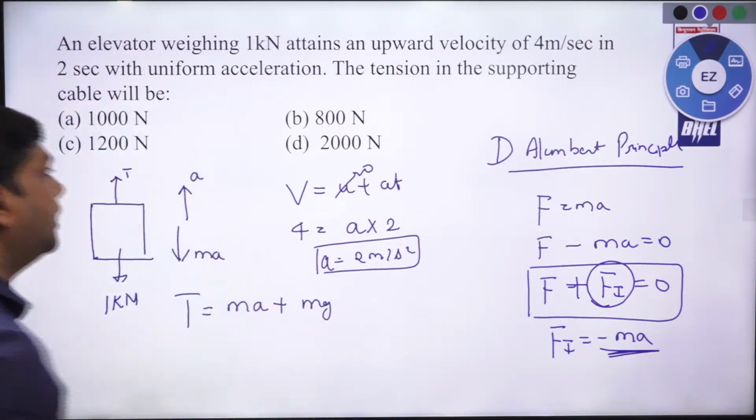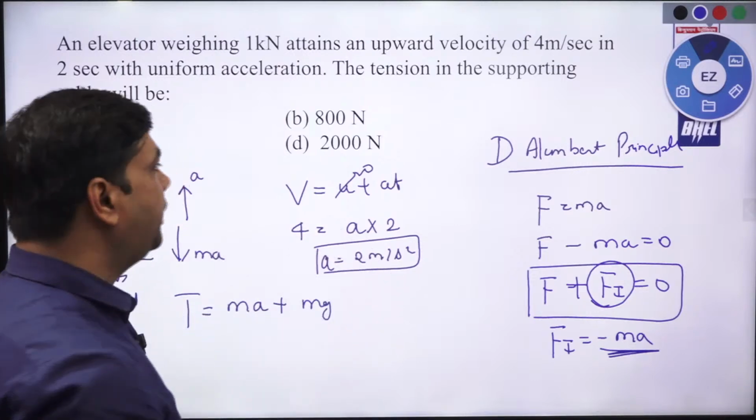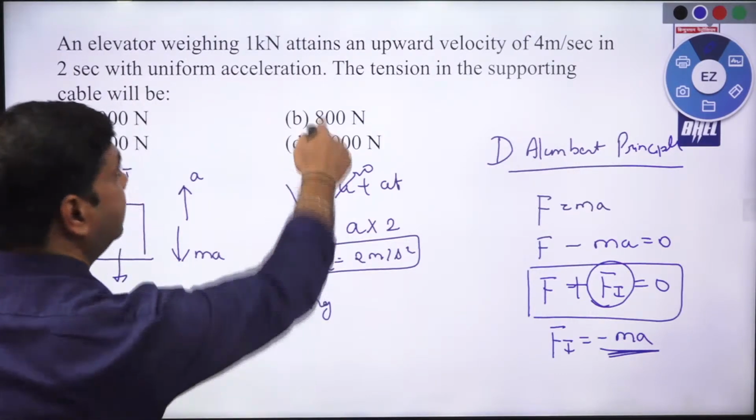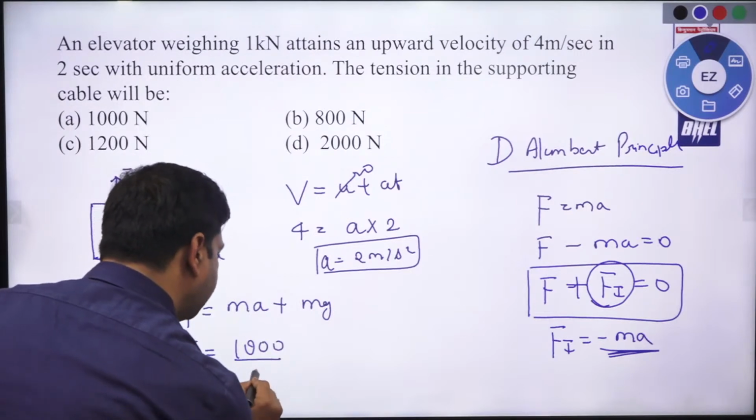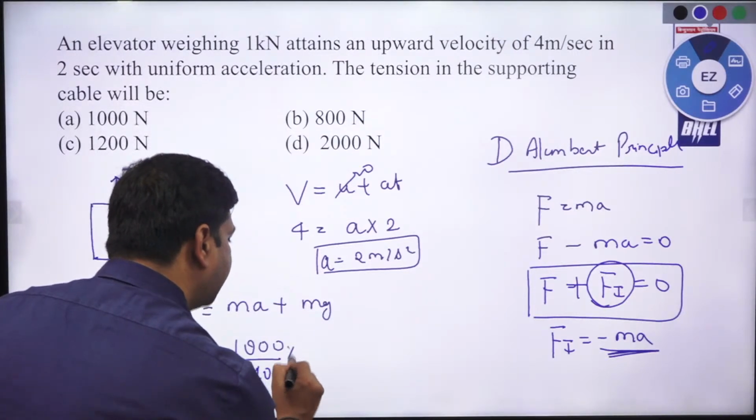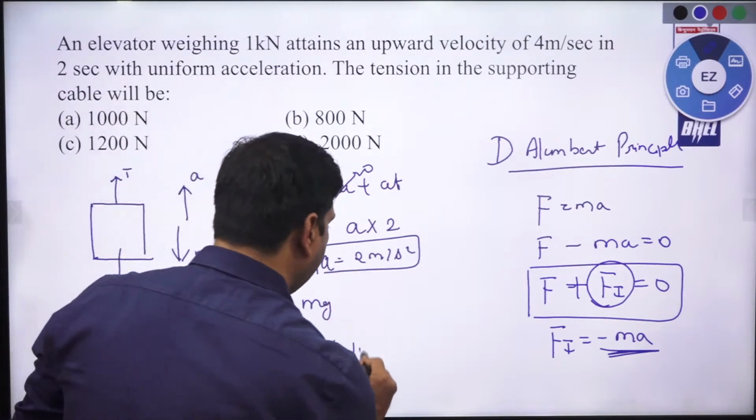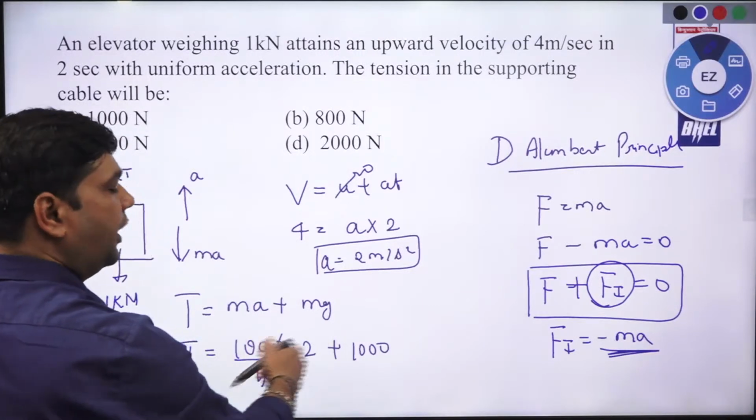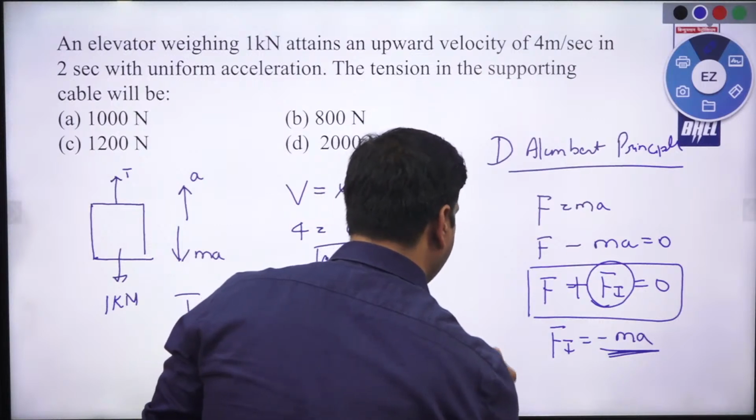Here mg is given as 1 kilonewton and acceleration is 2 meter per second square. So tension comes to be, mass is 1 kilonewton, that is 1000 divided by g. g is 9.81, you can take it as 10 for simplicity, into acceleration value 2 meter per second square, plus mg. mg equals 1000 Newton. Now this is 200 plus 1000, which equals 1200 Newton.